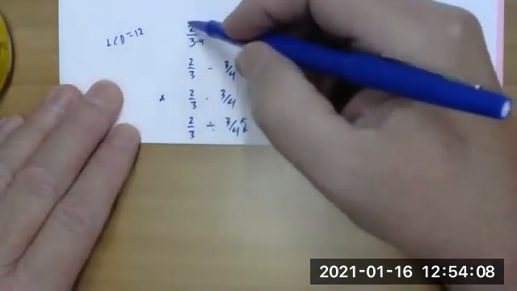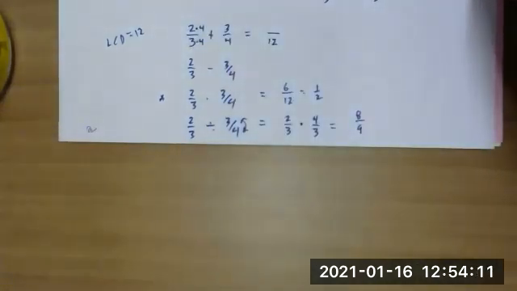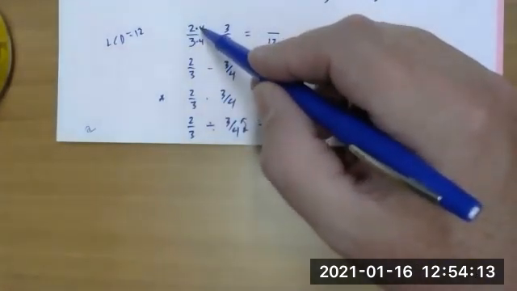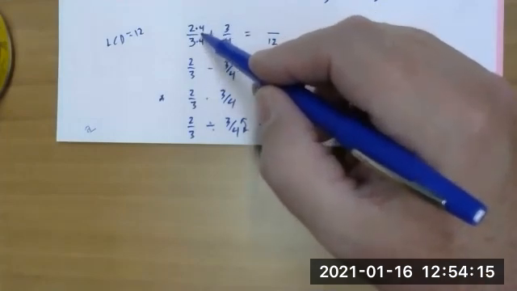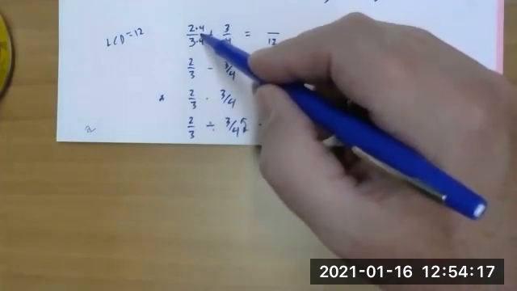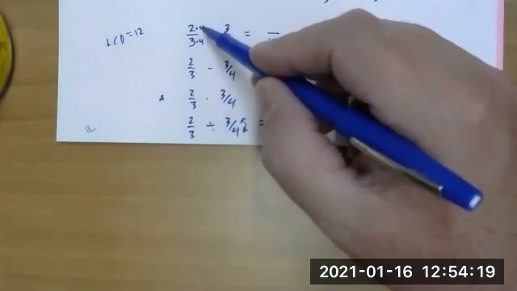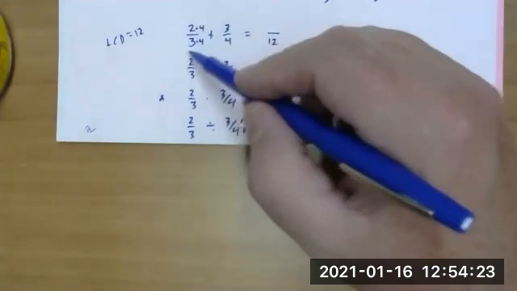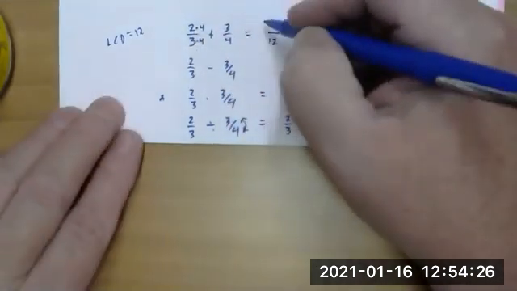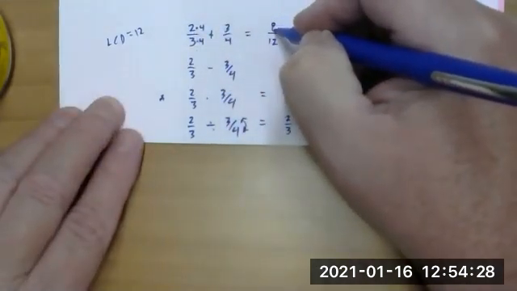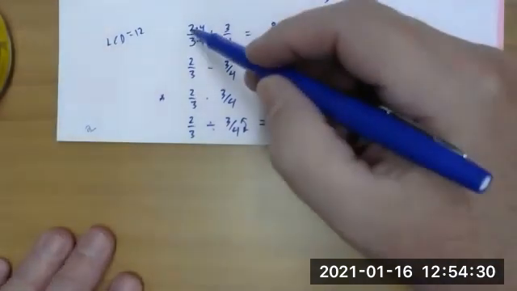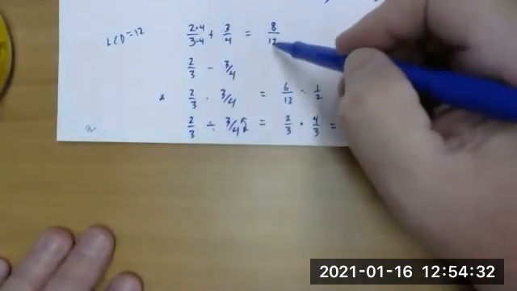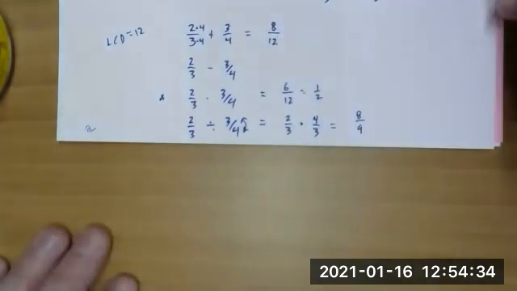But of course, if I multiply the bottom by 4, I have to multiply the top by 4, because I can't really change the value of this fraction. And if you multiply by the same thing in the top and the bottom, 4 over 4 is 1. So when I multiply the top and the bottom both by 4, I'm really multiplying by 1. So I'm not changing the actual value of this. I'm just changing the way it looks. So 2/3 becomes 8/12. 2/3 equals 8/12.